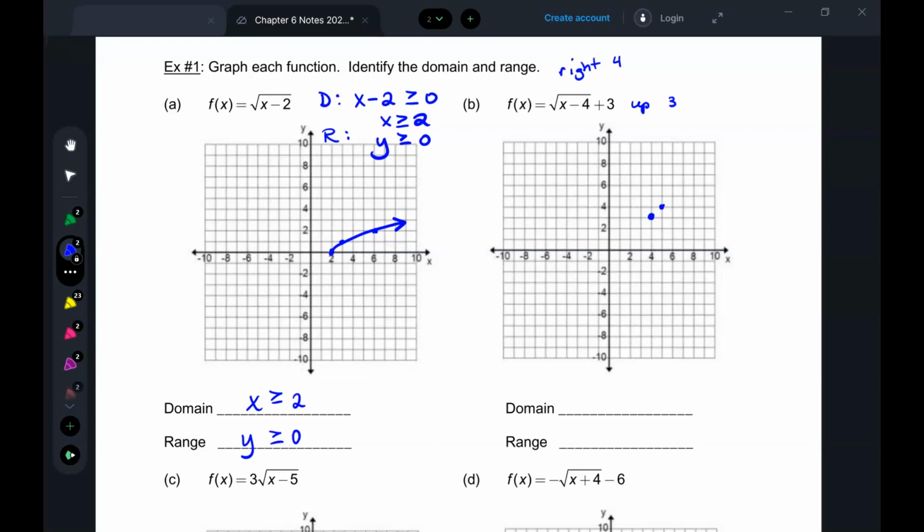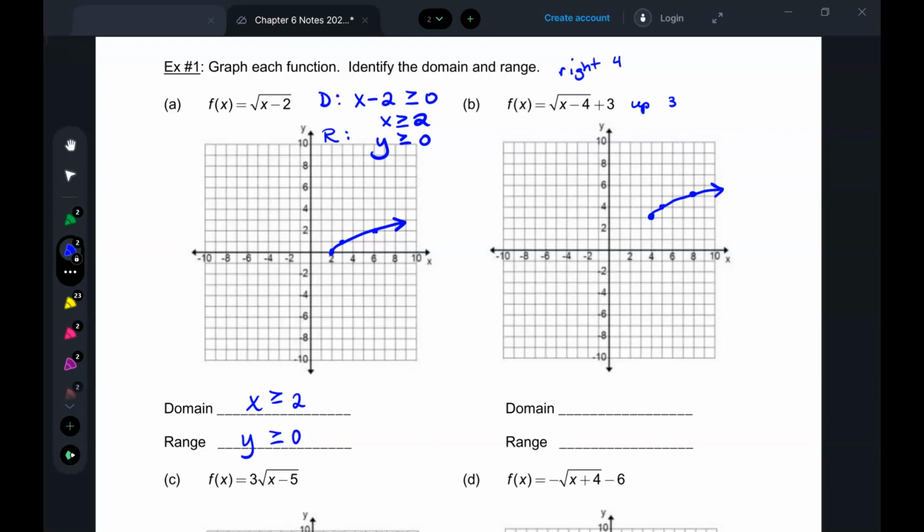If you're not sure, you can think again, what can I plug in for x that would make this a perfect square? I could plug in 8, right? If I plug in 8, 8 minus 4 would be 4, square root of 4 is 2, 2 plus 3 is 5. So I know 8, 5. And I put the starting point at 4, 3. That's where we start. Again, I'm trying to get that translation over 4, up 3.